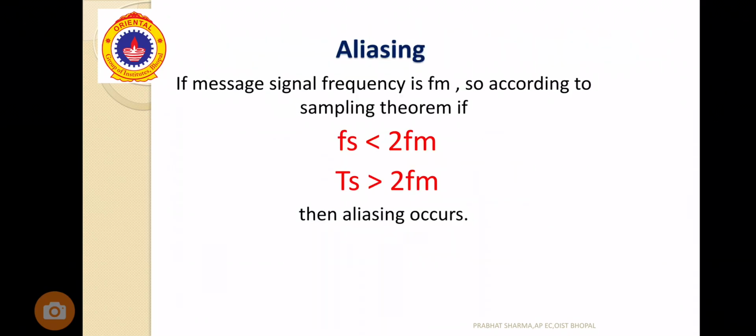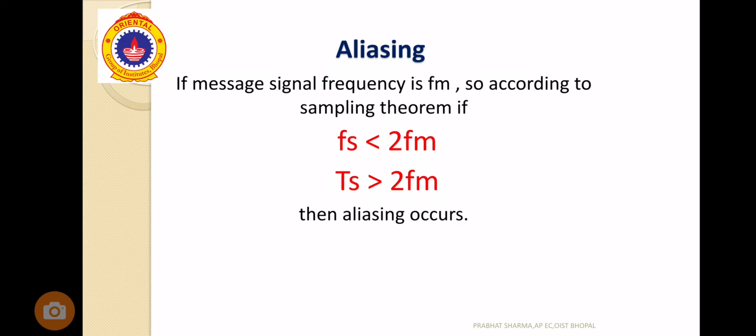Next is aliasing. If the message signal frequency is Fm, then according to the sampling theorem, if the sampling frequency is less than twice of Fm and the sampling period Ts is greater than 1 by 2 Fm, then aliasing occurs. Aliasing is a very important concept in the sampling theorem. So we have concluded this topic.